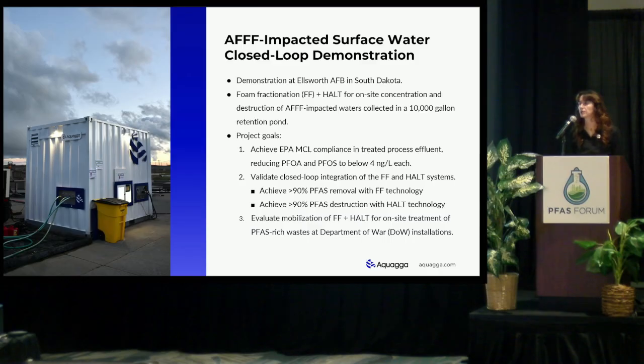For this particular project, we wanted to implement a closed loop treatment train between foam fractionation and HALT. A couple of our project goals: I know we've all heard this number, the 4 nanograms per liter. We want to achieve that, hit those MCLs. We also wanted to validate a closed loop integration between the foam fractionation and the HALT technology. How easy is it to implement and set up? Achieve 90% PFAS removal for foam fractionation, and also 90% removal for HALT itself, and then evaluate mobilization on site, to make my job easier.